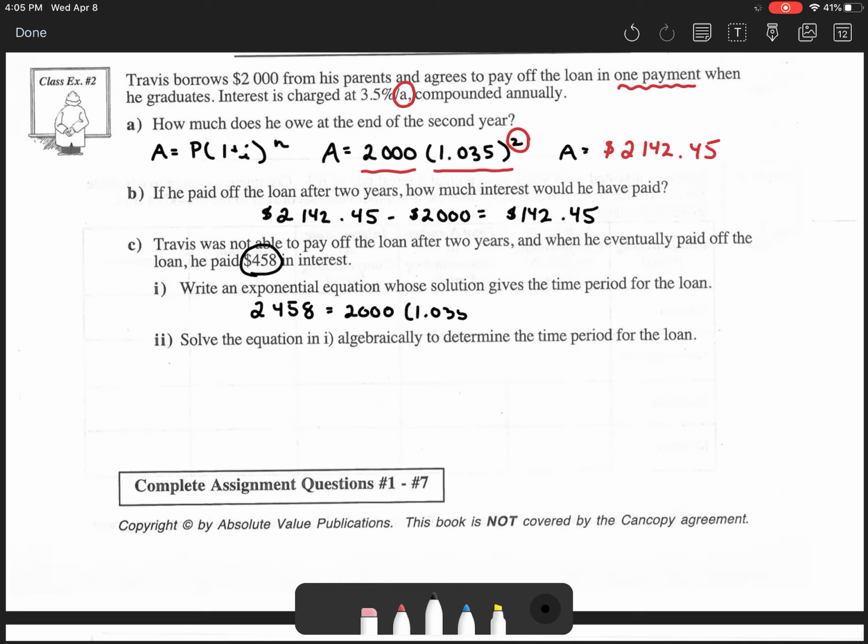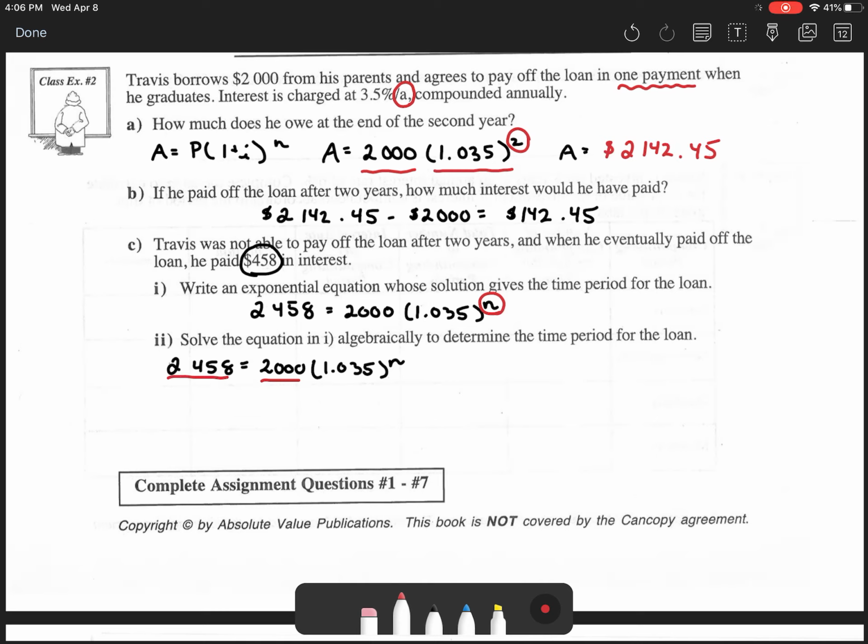That is going to equal, here's the original equation we were dealing with. So in that case, I would be solving for what n is. I want to know the time period of the loan, which is going to be that value n right there. And that's what they're asking me to do, solve the equation algebraically to determine the time period for the loan. So again, I'll set up the equation: 2,458 equals 2,000 times 1.035 to the exponent of n.